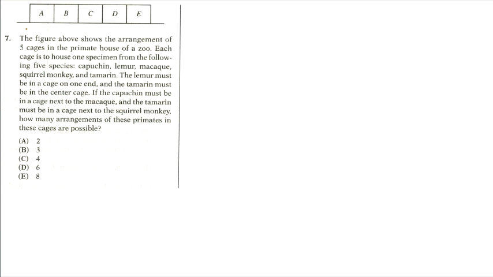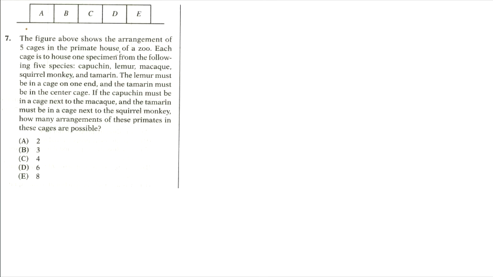The figure above shows the arrangement of 5 cages in the primate house at the zoo. Each cage can house 1 specimen of the 5 species. The lemur must be in a cage on one end. The tamarin must be in the center cage. The capuchin must be in the cage next to the macaque, and the tamarin must be next to the squirrel monkey.